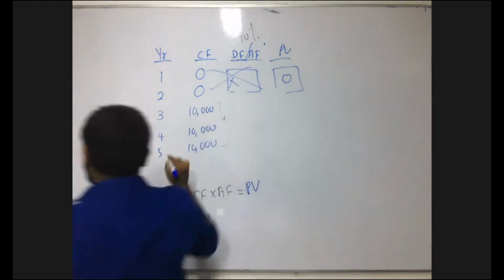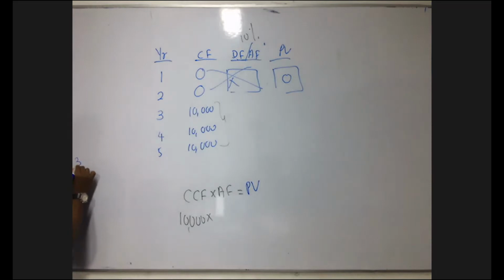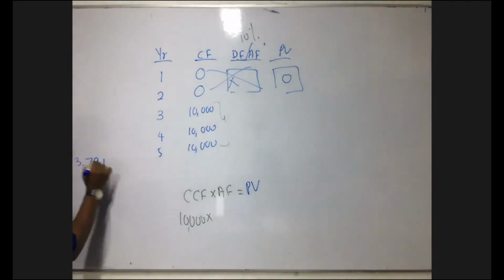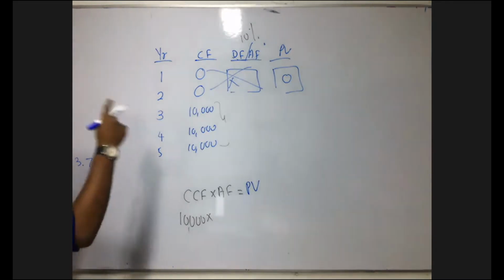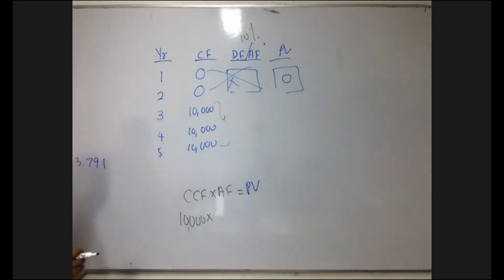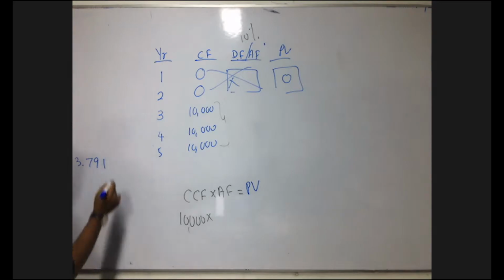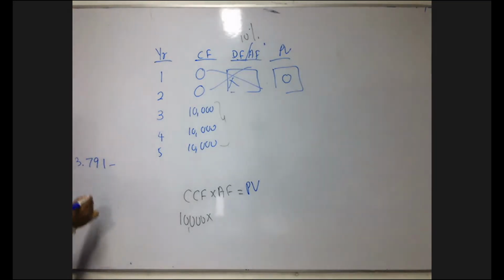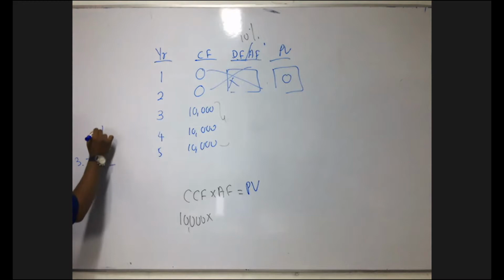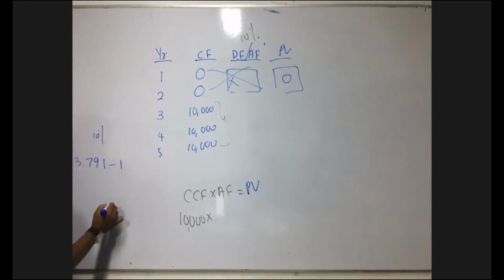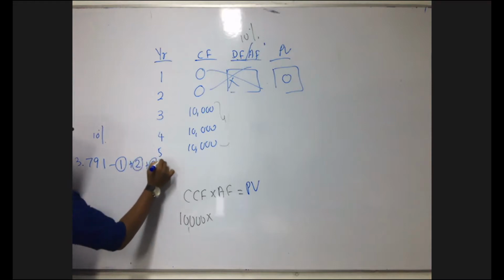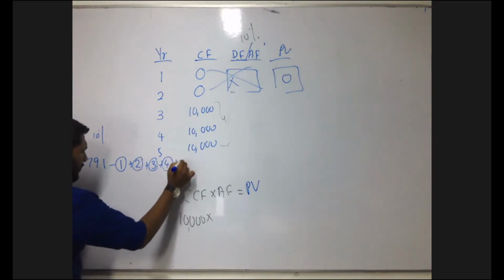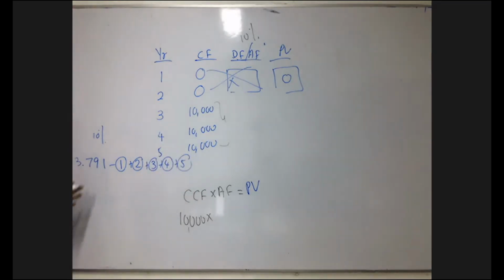3.791. Let me write it here. What is the meaning of this 3.791? I said, when you are listening to my previous explanation, your focus is very important. The meaning of 3.791 is, guys, if your rate is 10%, the addition of the discounting factors of year 1, year 2, year 3, year 4 and year 5. This is the meaning of 3.791.